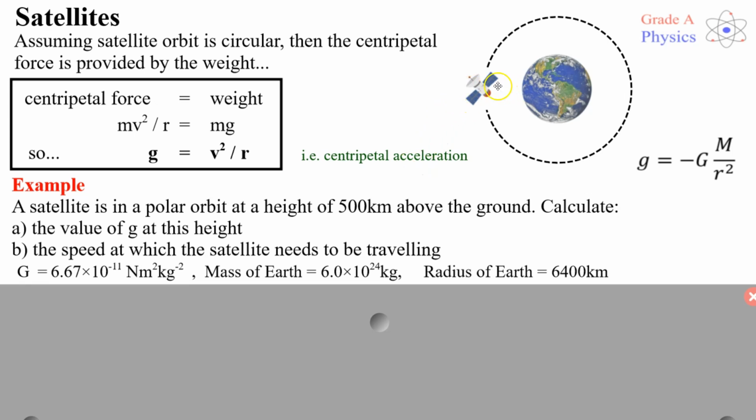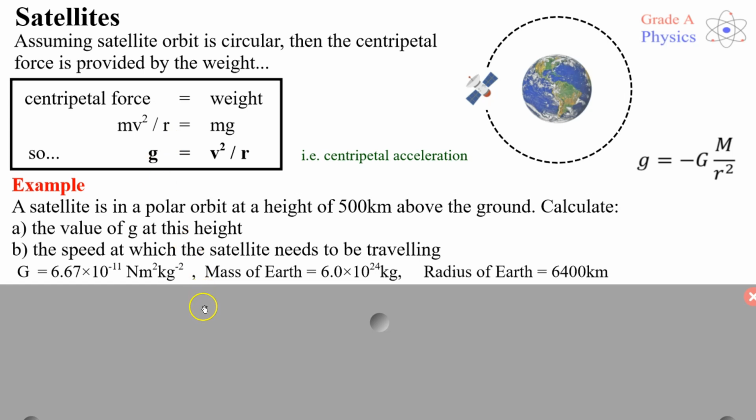And we've talked about centripetal acceleration before, and it shouldn't surprise us that v squared over r is centripetal acceleration. So at a particular height above the Earth's surface, the value of g, the acceleration due to gravity, is the same as the centripetal acceleration. So let's look at an example. We've got a satellite at a height of 500 kilometers above the ground. First of all, calculate the value of g.